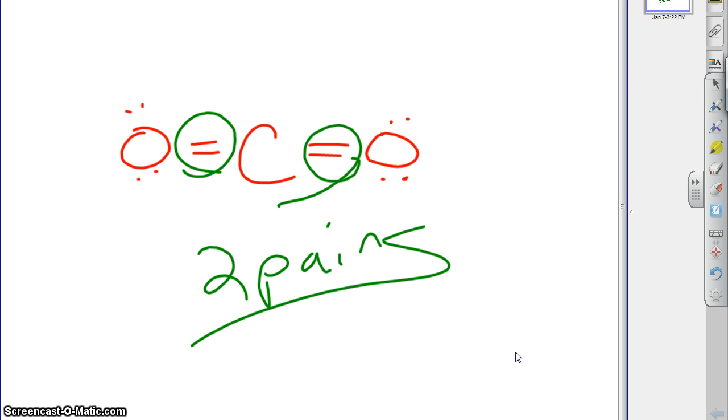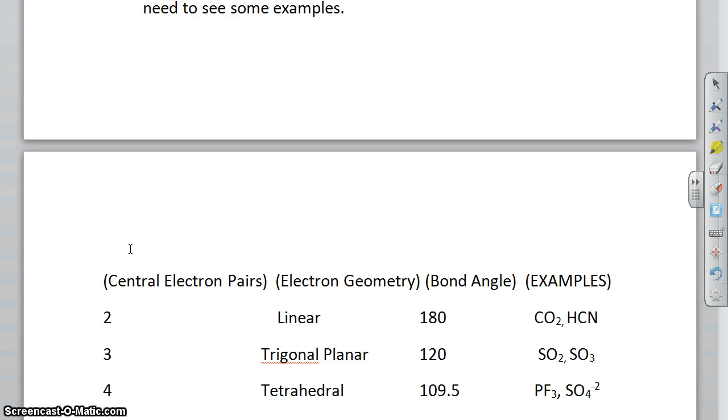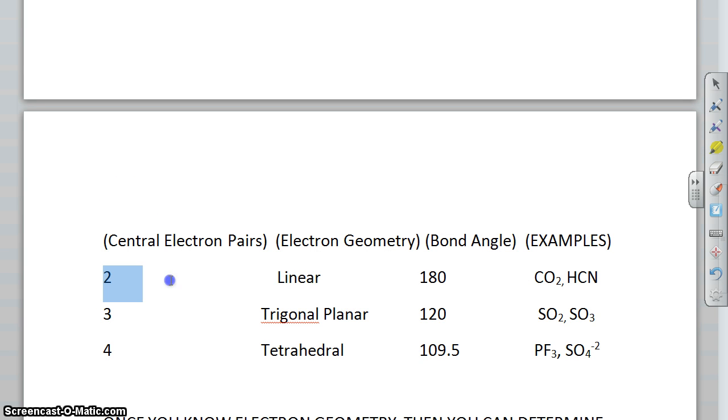for carbon dioxide. And so we go back to our chart and we say, well, what does our chart tell us about that? Our chart tells us that for 2 pairs, we're going to get a linear electron geometry. Electron geometry for 2 pairs is linear, which means that the bond angle is 180, and the example would be CO2.